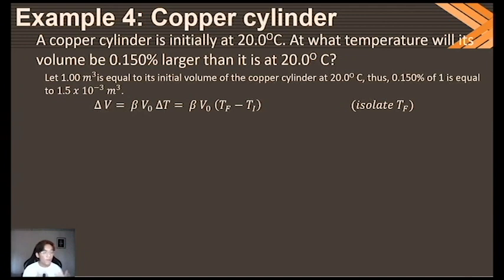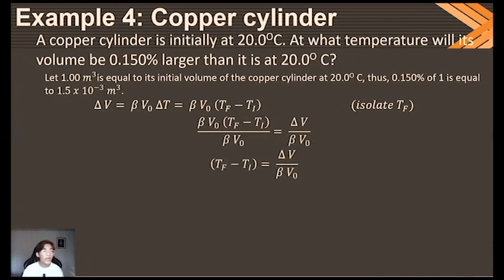Okay, so the first thing we need to do to isolate T sub F is divide both sides by beta times V sub 0, so we can isolate T sub F minus T sub I. It will look like this after we cancel out beta and V sub 0 on the left side of this equation. So we now have T sub F minus T sub I equal to delta V over beta times V sub 0.